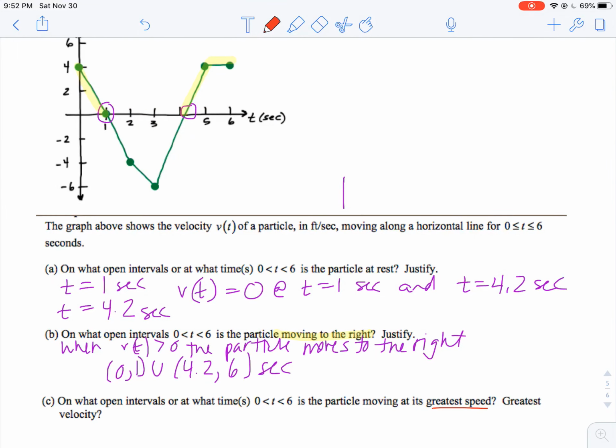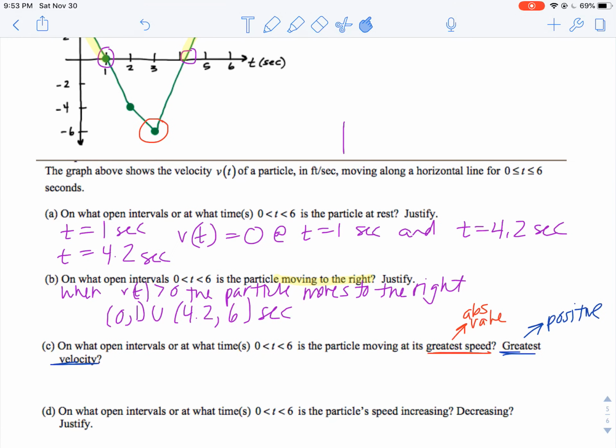Okay, so speed is absolute value. So you can have either the biggest positive or the biggest negative number. The greatest velocity is going to have to be positive. You want to have a positive number for that. Okay, so the speed is going to be at, let's see, I did that in red. Speed looks like it's at 3 seconds, because -6 is the largest either positive or negative number if we're talking absolute value.